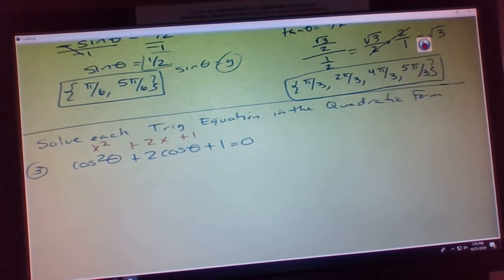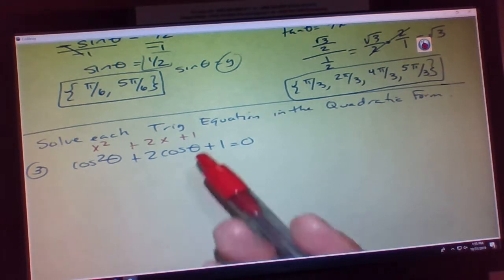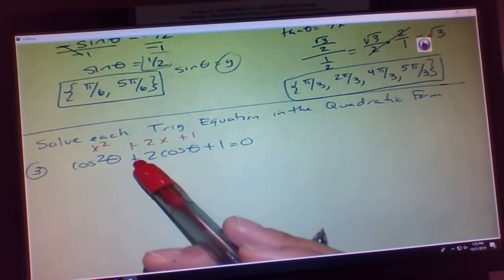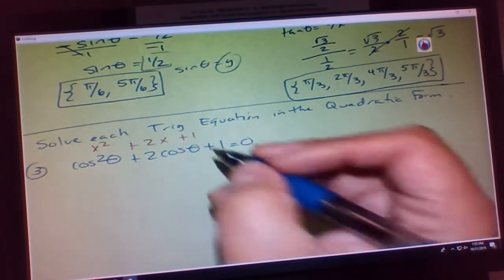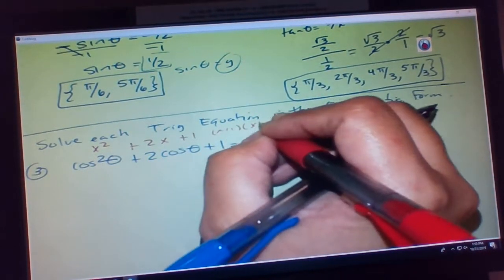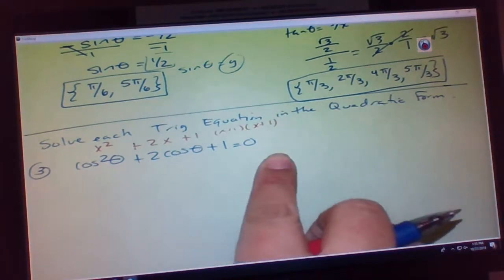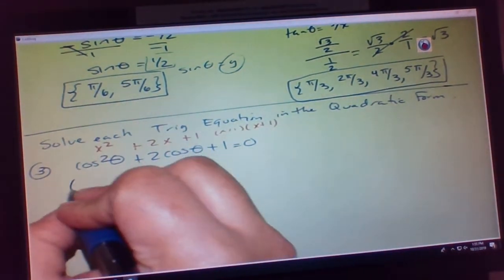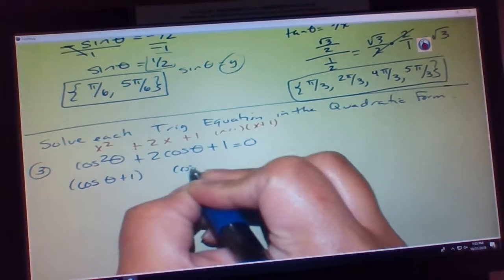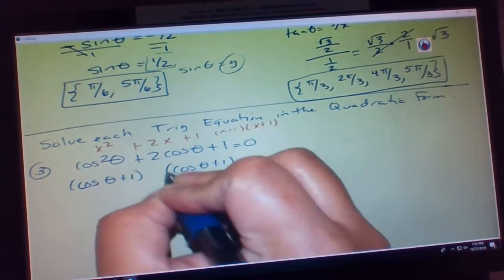You do the A times C and the B chart and figure out which one is multiplied. So what two numbers multiply to 1 and add up to 2? 1 and 1. So this would be x plus 1 and x plus 1. But when we're talking about the trig functions, it's going to be cosine plus 1 and cosine plus 1.